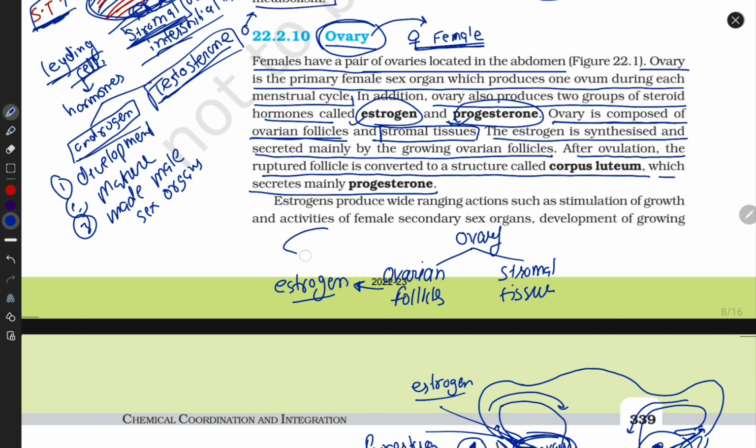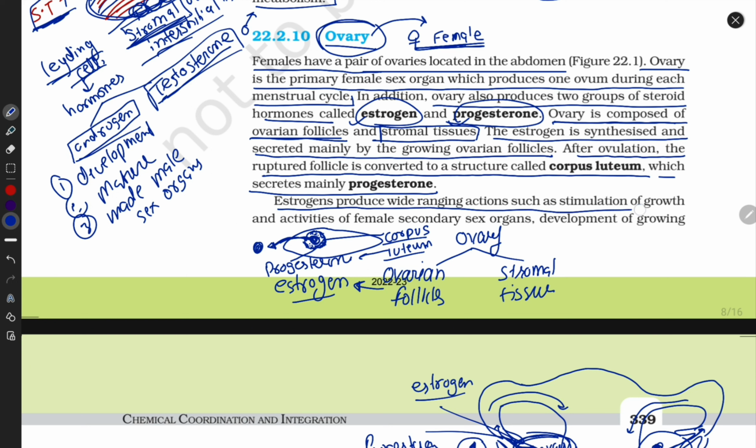Look at here. This is the ovary. Assume this is the ovary, and this ovary releases an egg, ovum, every month. But it is covered with multiple follicles. These follicle cells secrete estrogen. The egg is released, but its outer covering remains here. So this remaining part is called the corpus luteum, and it secretes progesterone.